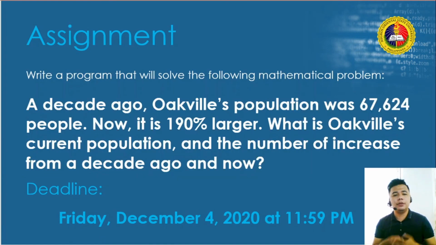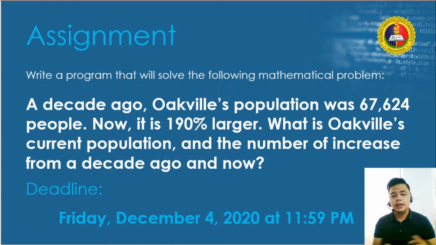Then the assignment. For your assignment, it will be posted through our Google Classroom. But here it is. Write a program that will solve the following mathematical problem. A decade ago, Oaksville's population was 67,624 people. Now it is 190% larger. So what is Oaksville's current population and the number of increase from a decade ago to now?